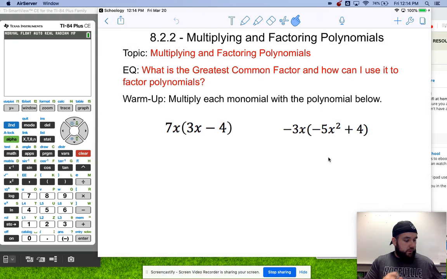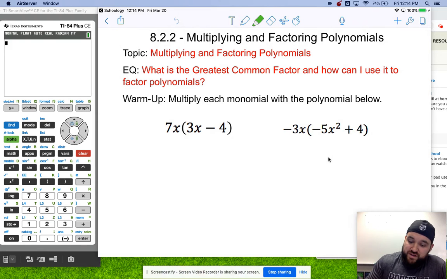All right, we're going to get right into it. This is the second half of 8.2, where we're going to focus on the factoring portion of our EQ and our topic. So our EQ for this video is: what is the greatest common factor, often GCF? You've probably heard of it before. What is the greatest common factor, and how can I use it to factor polynomials?